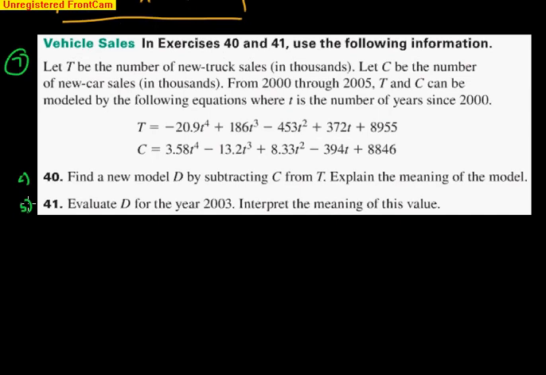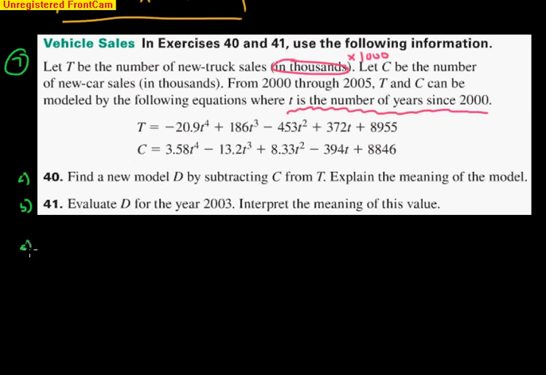So you have a word problem here. It says, let T be the number of new truck sales, and it's in thousands. So remember, we talked about this in class, in thousands means multiplied by 1,000 in the end. So we'll do that later. C is the number of new cars, again in thousands. From 2000 to 2005, T and C can be modeled by the following equations, where T is the number of years since 2000. Keep that in mind. So here's our two equations.